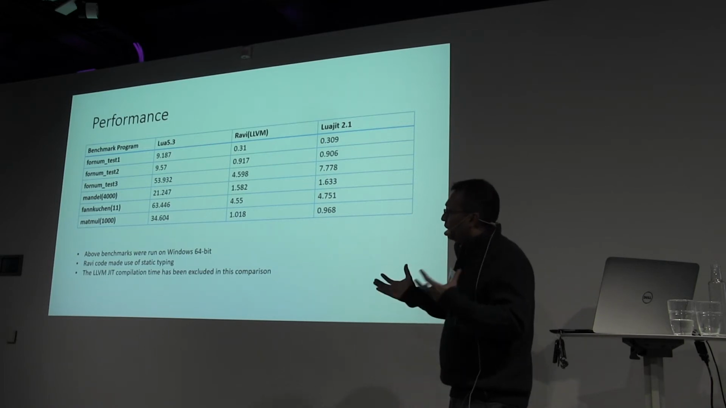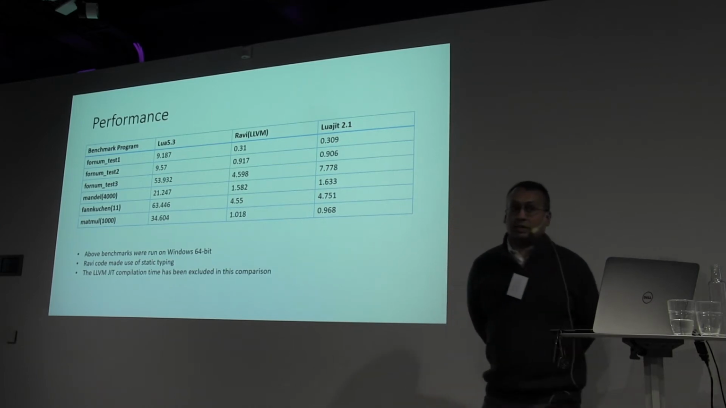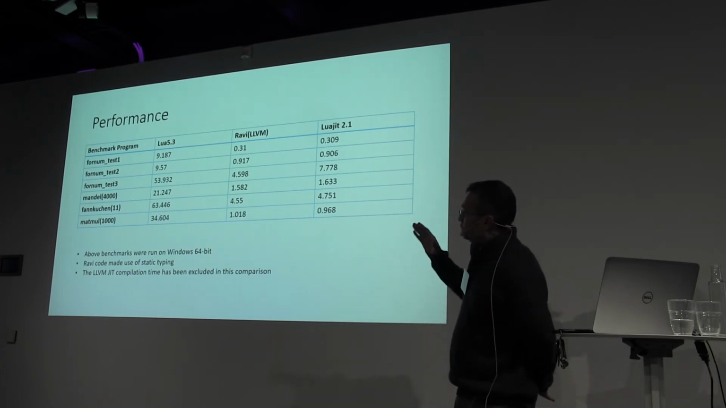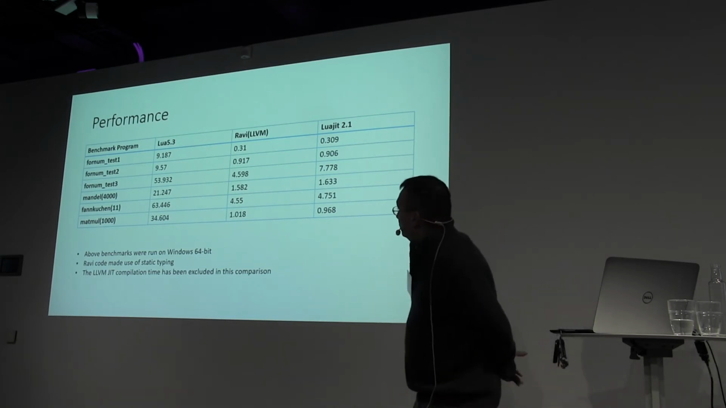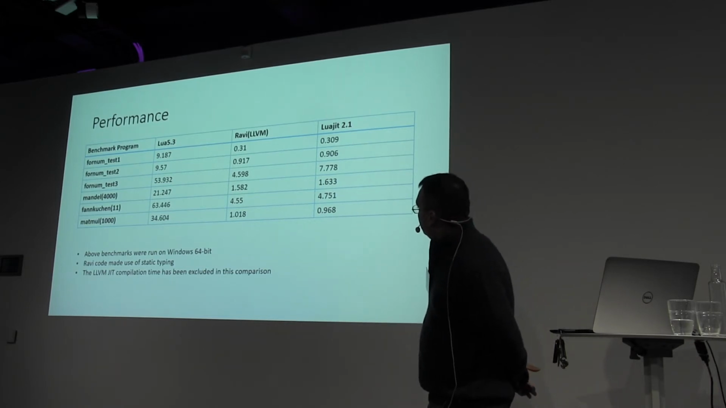And surprisingly enough, Lua was faster than that. So you can't really tell from a benchmark whether it's always going to be the case that some implementation is better. But these micro benchmarks, which are just designed to test core numeric functionality, I think they show that Ravi can reach LuaJIT performance.